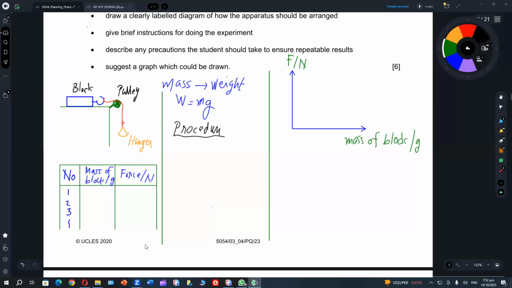This is our first class on design question, and we will have some more classes because this is a difficult topic, inshallah, in the next class. Thank you. Allah Hafiz.